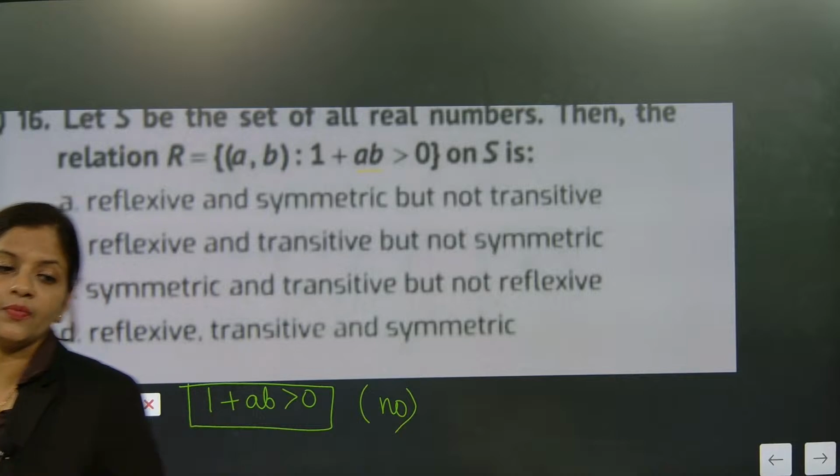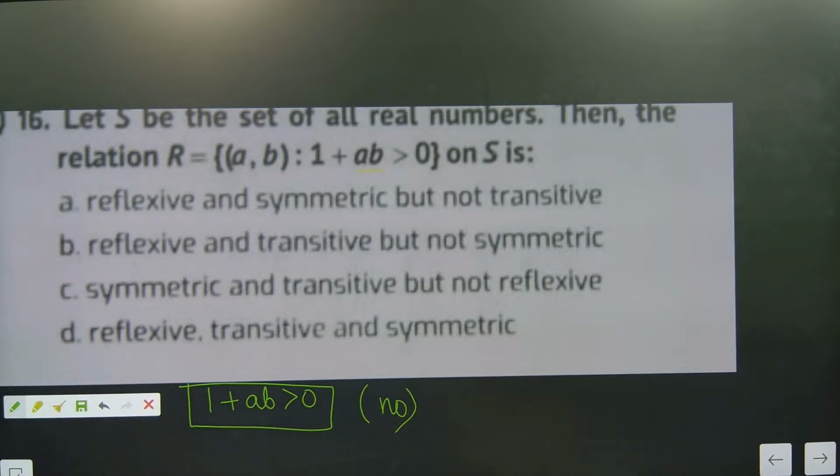Why? Now I'm going to prove it. Again and again I'm asking you, people are so confidently telling it is an equivalence relation. And this you will do in the exam and you will come with a mistake. Are you understanding?